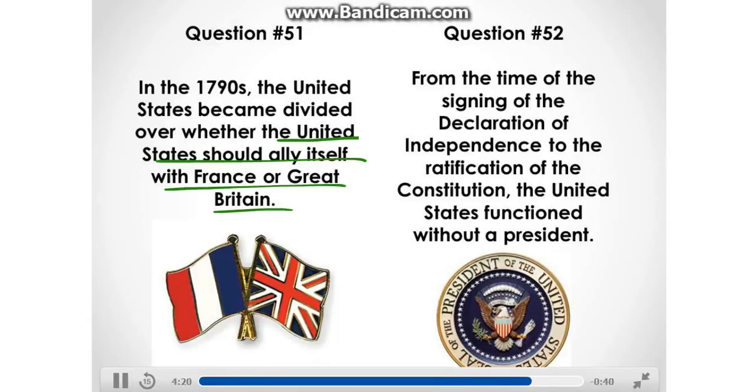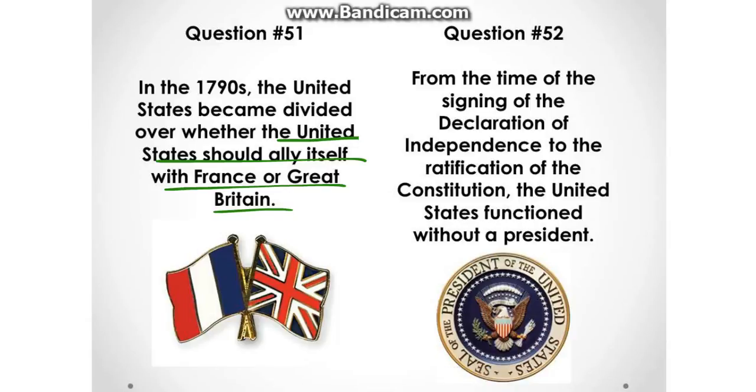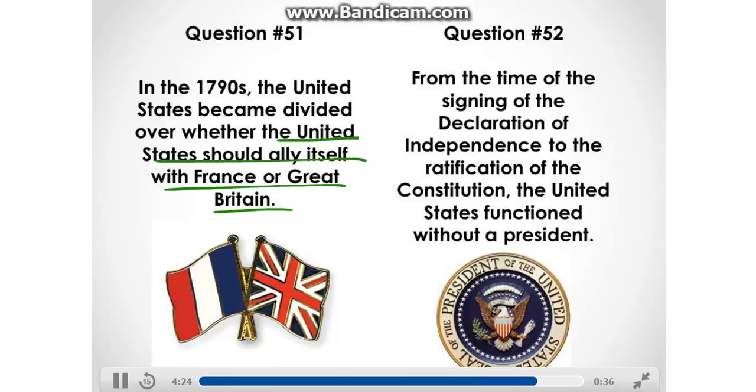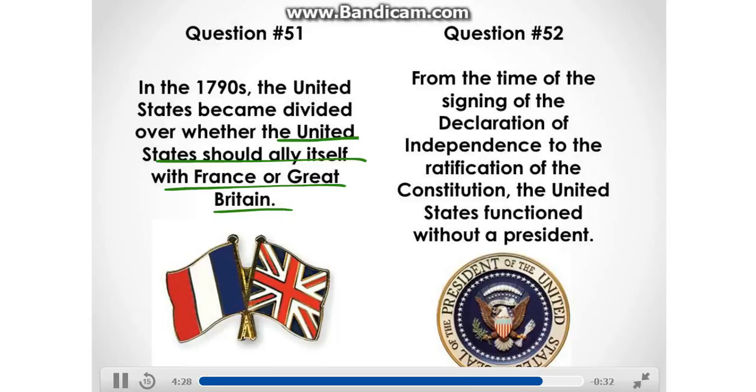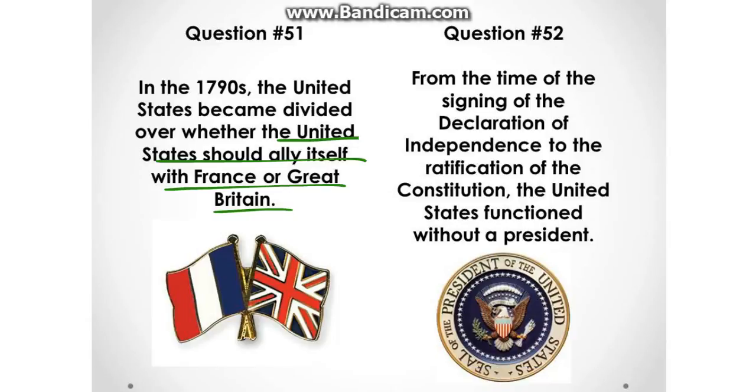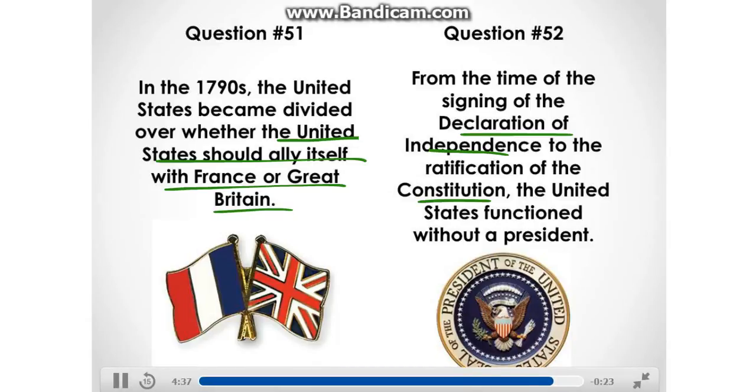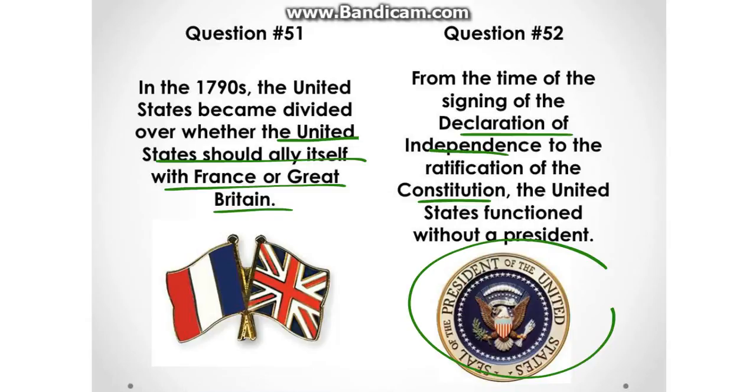Question number 52. From the time of the Declaration of Independence until the ratification of the Constitution, the United States functioned without what necessary part of government? From the signing of the Declaration of Independence to the ratification of the Constitution, the United States functioned without a president.